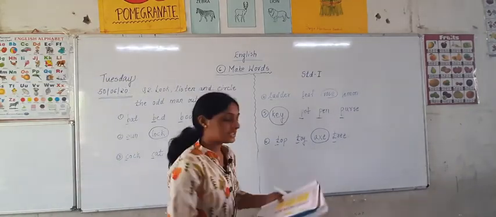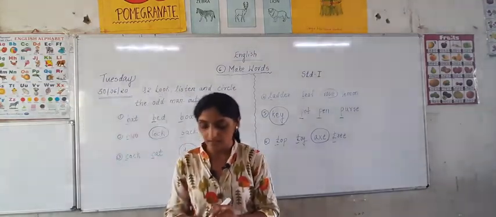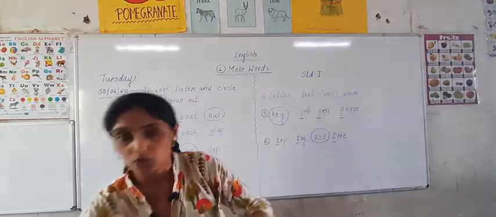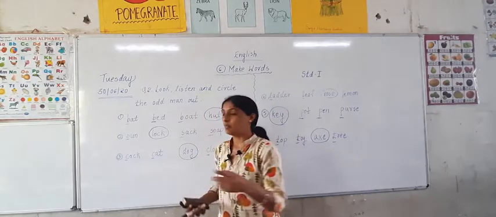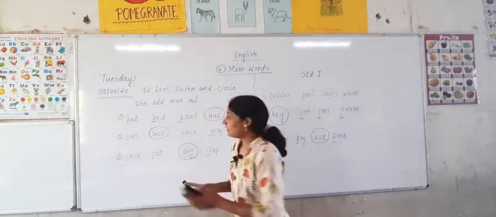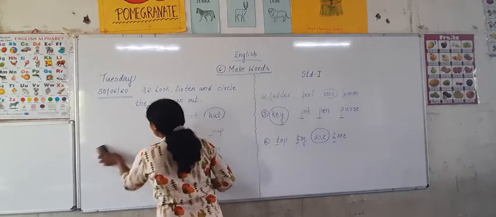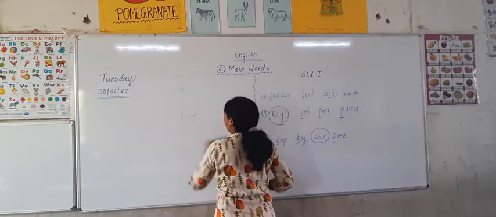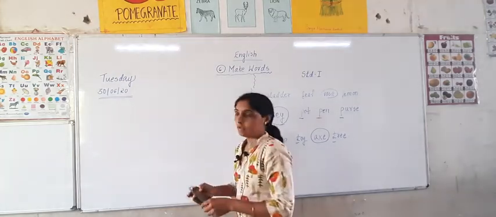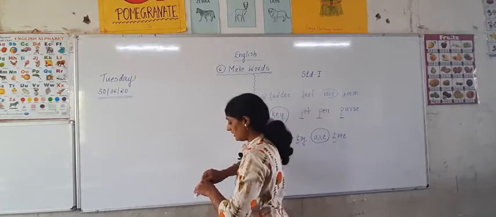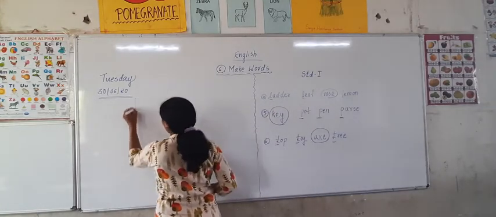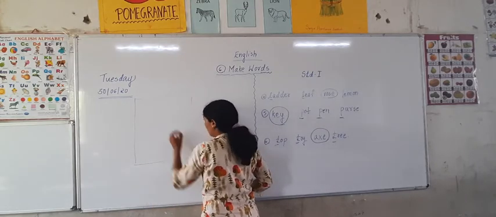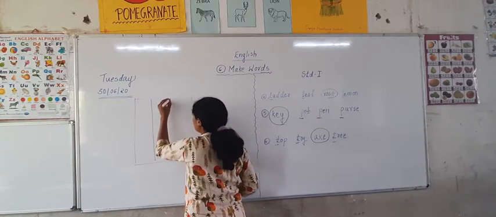Now what we have done in this lesson, I would like to revise once again. In making words, we have taken columns. 3 columns were taken, and in each column some letters were there, and with the help of those letters we made words. Now I will take one example, okay? With that example we will make some words. This is the revision part of our lesson. After that, we are going to start with a new lesson.